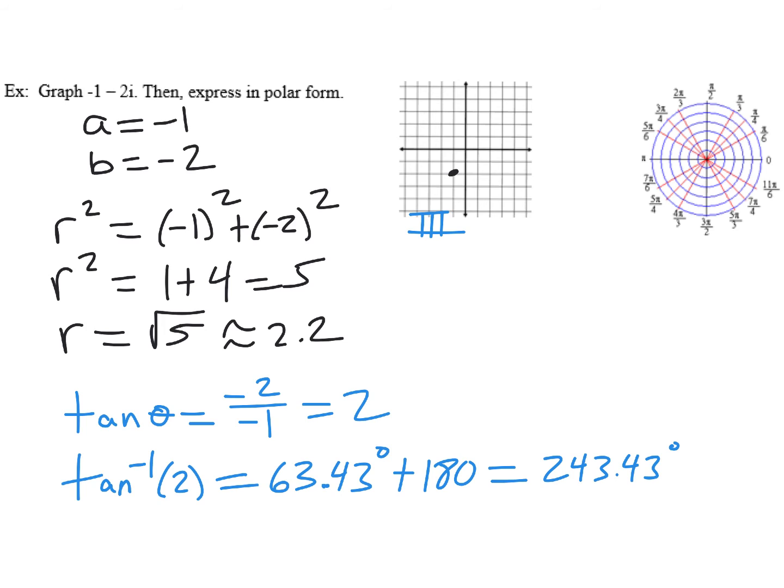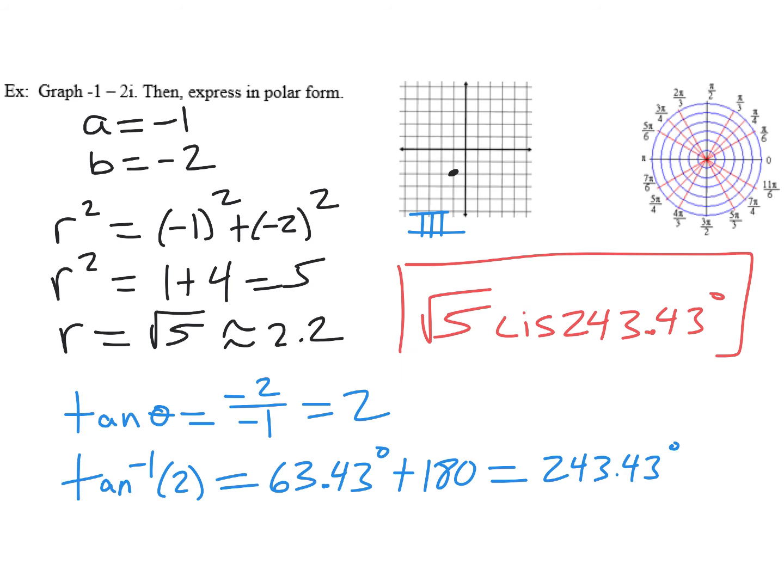Okay, final answer would be square root 5 cis, right? Cosine, imaginary sine, 243.43. It's the same complex number as -1 minus 2i expressed in a different form. Very, very similar to what we did in the previous section with polar coordinates.